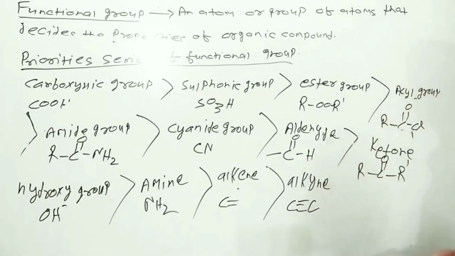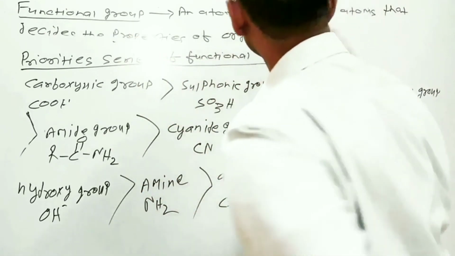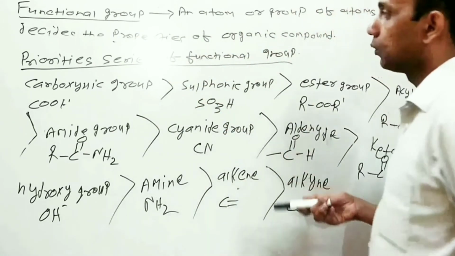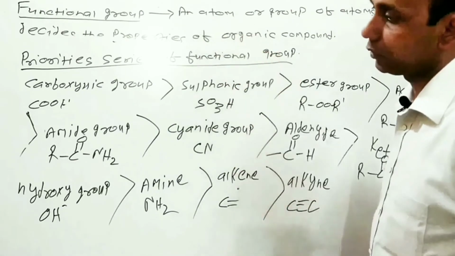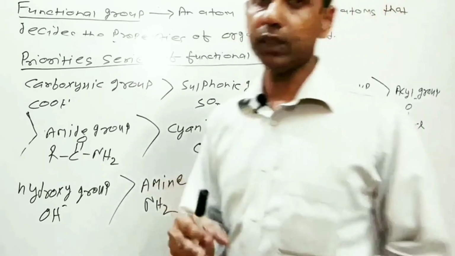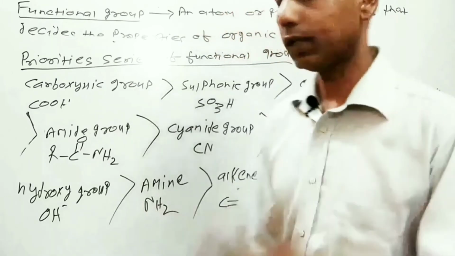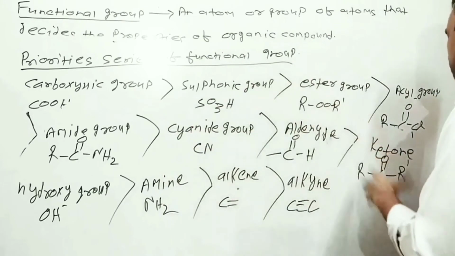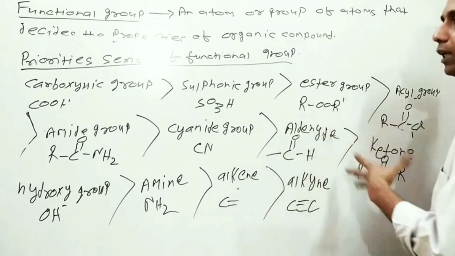So I took so much time. Let me explain what these are. A functional group is an atom or group of atoms that decides the properties of a compound, not only the physical but also the chemical properties. This is really very, very important. Everything has something unique, and that uniqueness decides what kind of person that is. So that is the functional group here. There are so many functional groups, and maybe some of them I'm missing right now. But I have made a series of these functional groups based on their priority series.